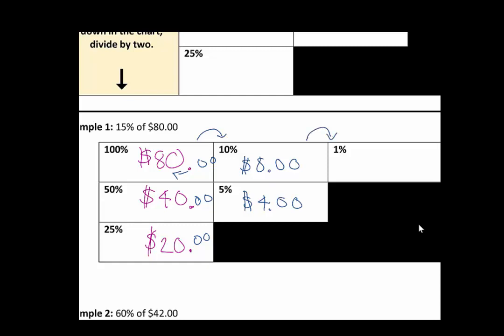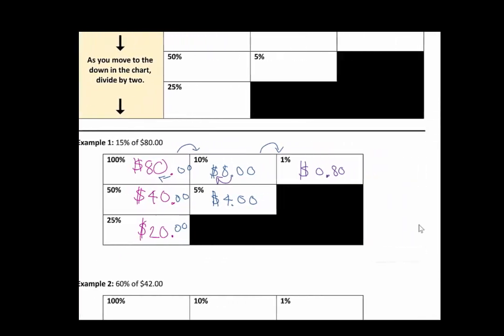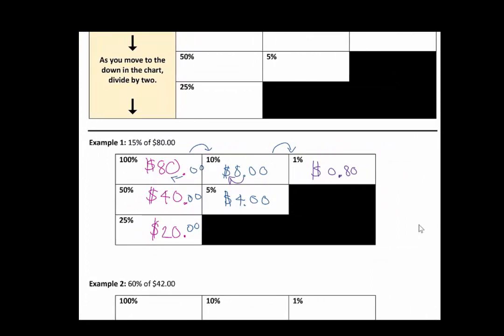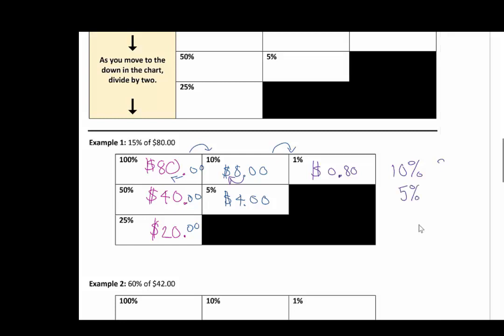Now remember, to get the 1%, we need to move that decimal over 1 again. And so that decimal would be here, and that would be 80 cents. Okay, so we haven't figured out 15% yet, but how does this come into play? Well, to get 15%, I'm going to use some of these numbers. To get 15, that would be 10% and 5%. I know 10% is $8, and I know 5% is $4. And 10% plus 5% is 15%, and 8 plus 4 is $12. So my answer then, 15% of 80 is equal to $12.